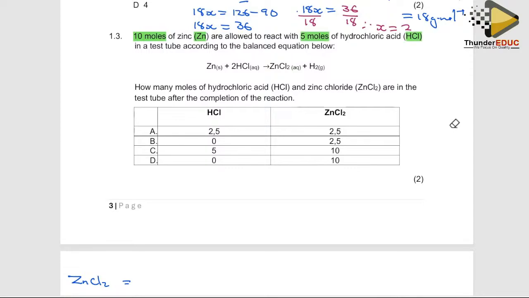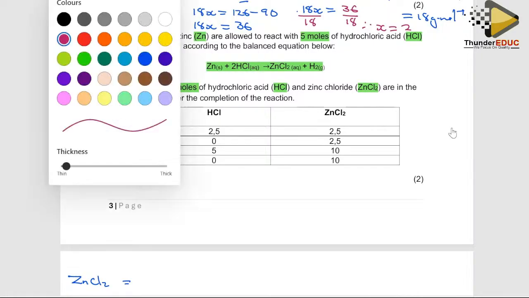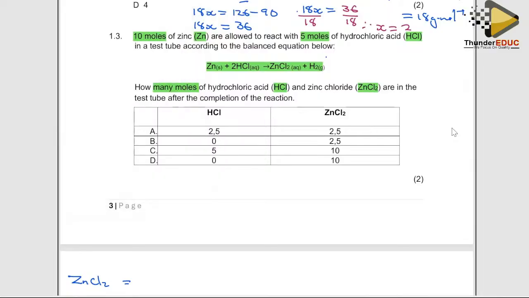Then in a test tube, according to the balanced equation below, so this is the balanced equation that we are having, we are asked how many moles of HCl and zinc chloride are in the test tube after the completion of this reaction. So now to formulate that we need to start by using the mole ratio.